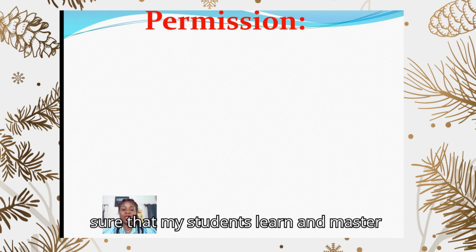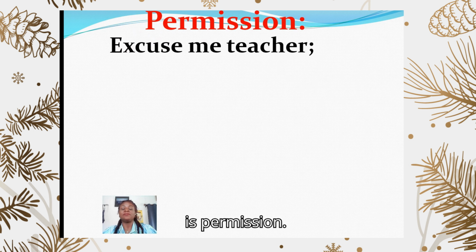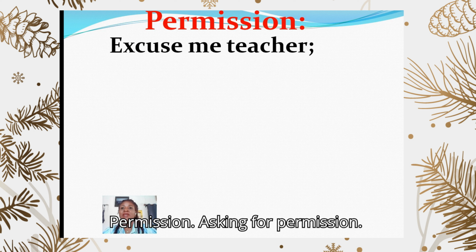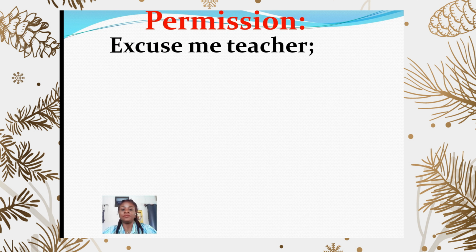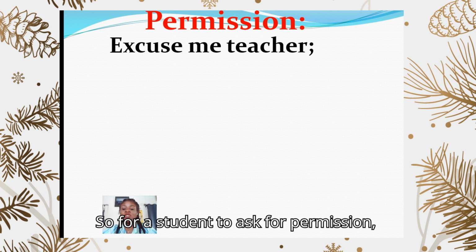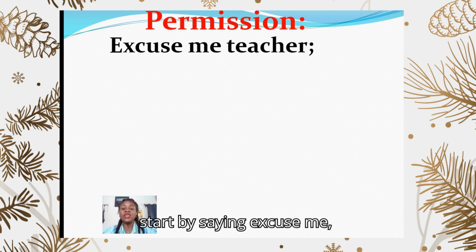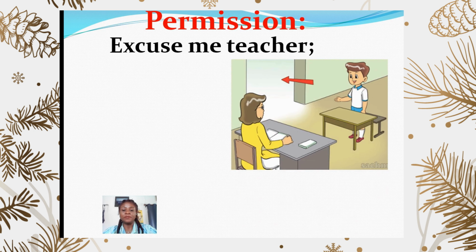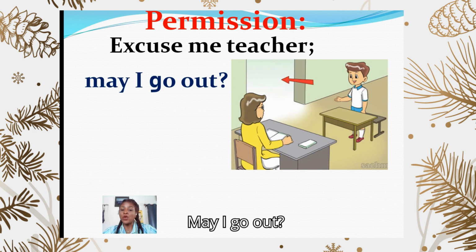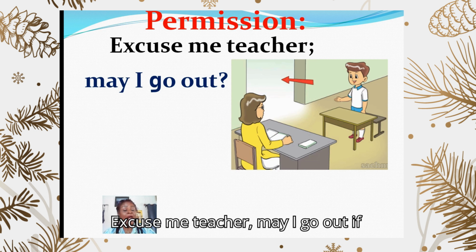The next common classroom language that I always make sure my students learn and master is permission. Asking for permission. So for a student to ask for permission, what does the student say? The student starts by saying, "Excuse me, teacher, may I go out?"